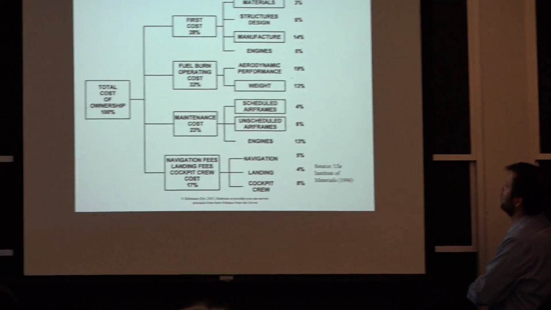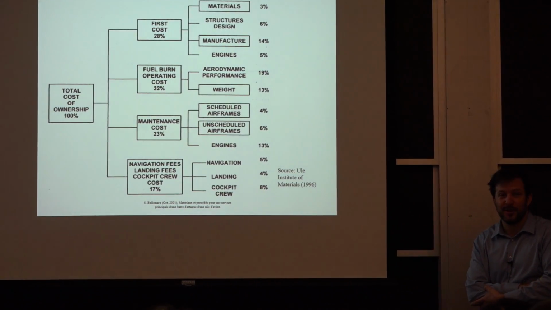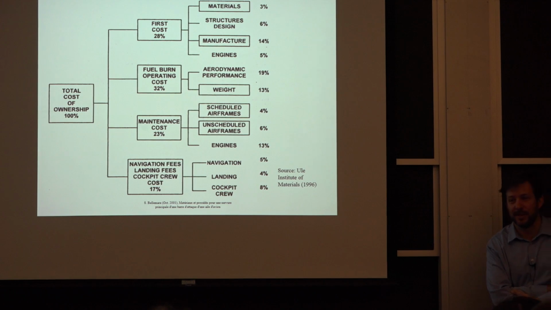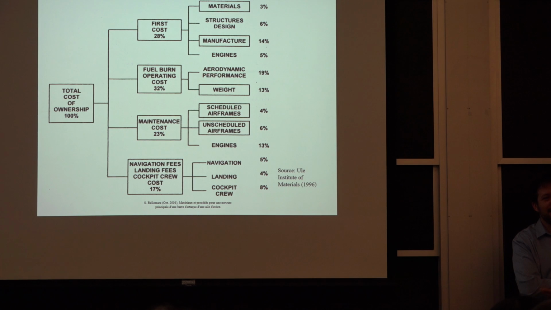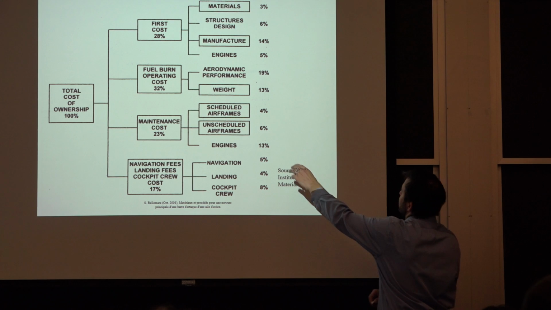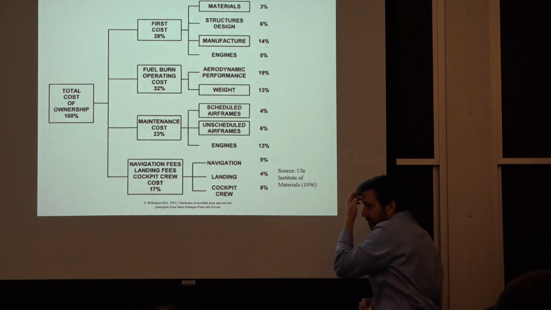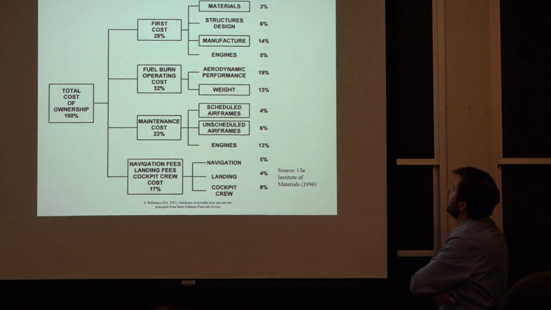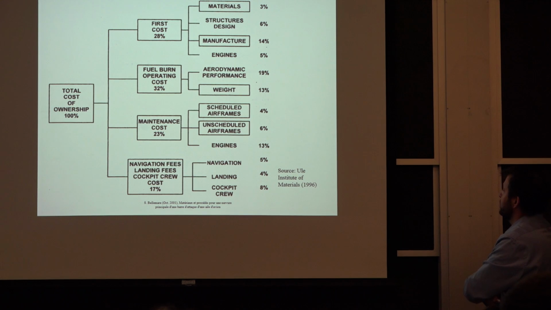So on top, materials, 3% of the cost of ownership of an aircraft. Okay, so even though steel is very affordable, I don't really mind if I make the 3% 1%, but end up changing my weight. So the weight here is about 3 or 4 times more important than the cost of material.